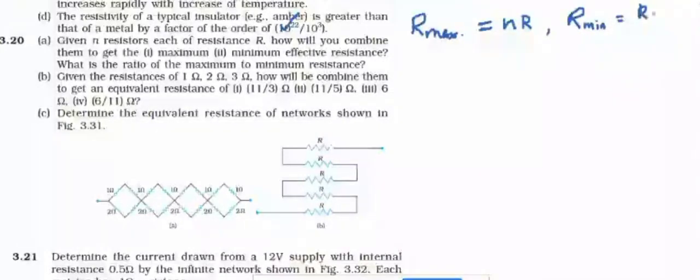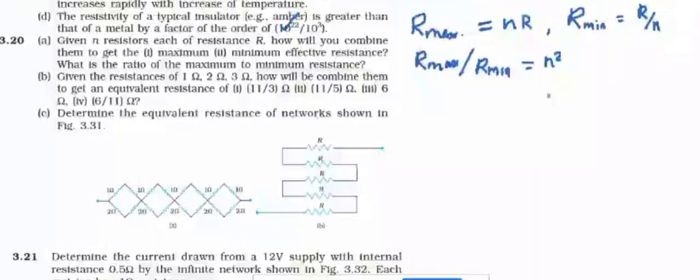So the value will be R by N. You have to take 1 by Rp is equal to 1 by R1 plus 1 by R, and so on, N times. Take the reciprocal, and you will get R minimum is equal to R by N when all are in parallel. Then what is the ratio of maximum to minimum? R max divided by R minimum. That ratio R max divided by R minimum, you will get the answer N square.